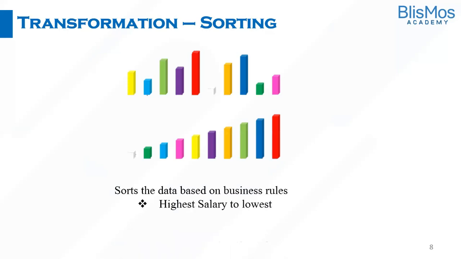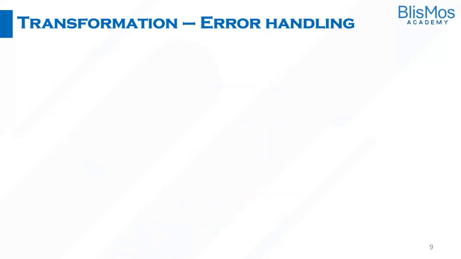Sorting also is one of the important types of transformation. Whenever you want to move the data, sort the data based on some business rules like highest salary to lowest salary, or highest transaction to lowest. So depending upon the requirement, you can sort the data before you move that into the data warehouse.